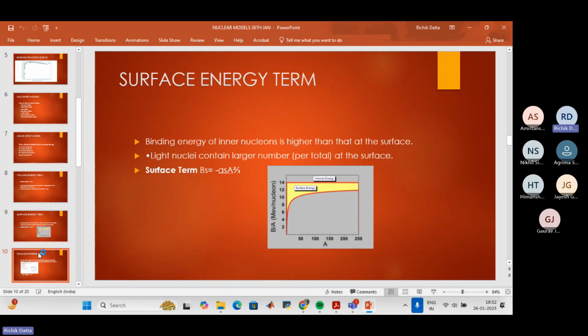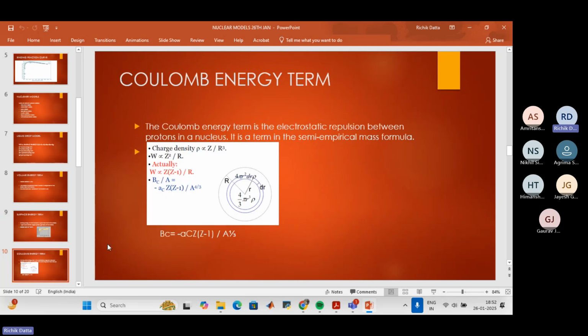Again, the Coulomb energy term. What is the significance of the Coulomb energy term? The Coulomb energy term is the electrostatic repulsion between the protons in a nucleus. It is a term in the semi-empirical mass formula. You can see that the Coulomb energy term is nothing but Coulomb's law. So do you know about Coulomb's law in electrostatics?